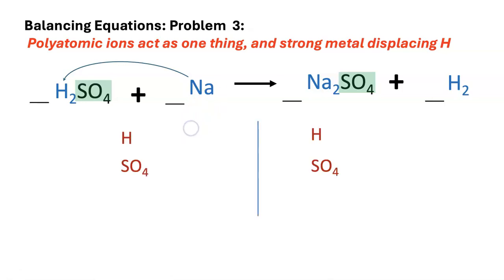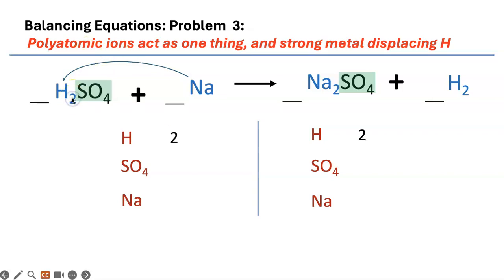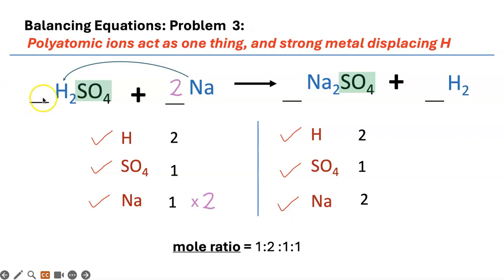You have your hydrogen, you have your sulfate acting like one thing, and then you have your sodium. You have 2 hydrogens here and 2 hydrogens here, so hydrogen is balanced by the looks of it, and you have 1 sulfate on both sides, and you have 1 sodium on the left side and 2 sodiums on the right side. So you only have to balance sodium. So we are going to put a 2 over here, and then you multiply this by 2, and that is also balanced. And so the mole ratio here is 1:2:1:1.